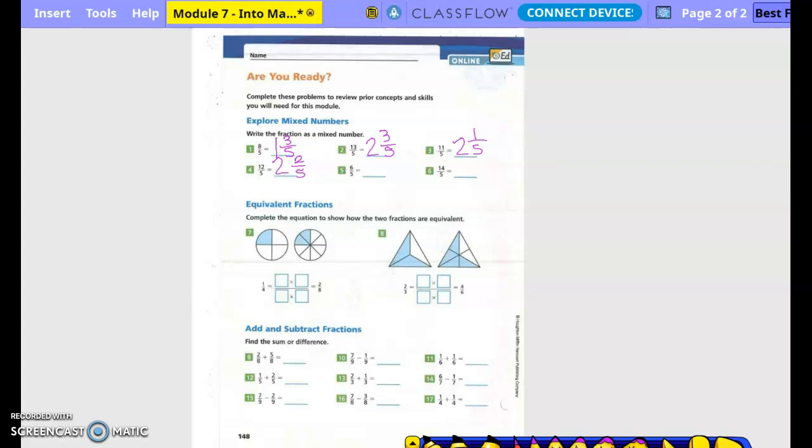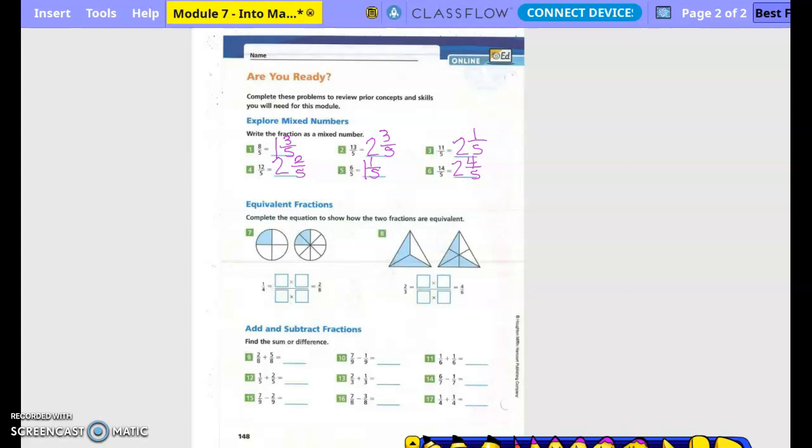5 goes into 6 how many times? 5 times 1 is 5. 6 minus 5 is 1, and then we keep our 5. Okay. 14 divided by 5. 5 goes into 14 how many times? Twice. 2 times 5 is 10. So 14 minus 10 is 4. And then we keep our denominator of 5.